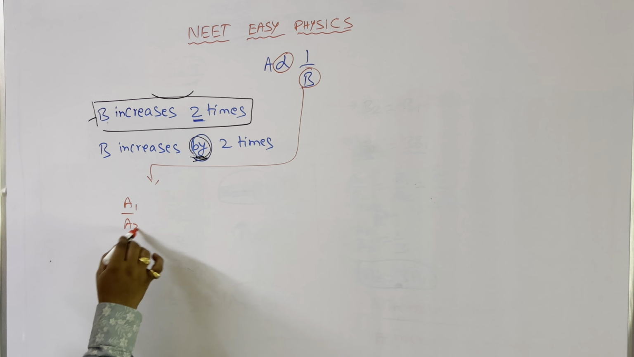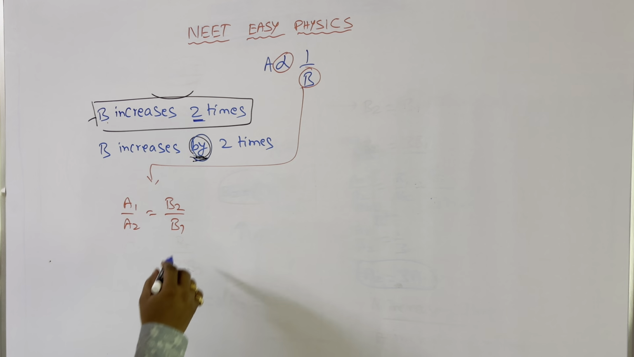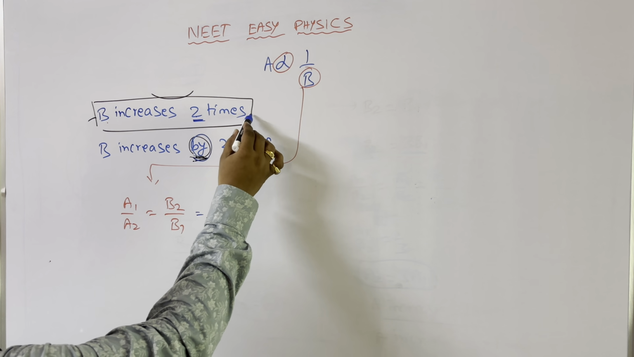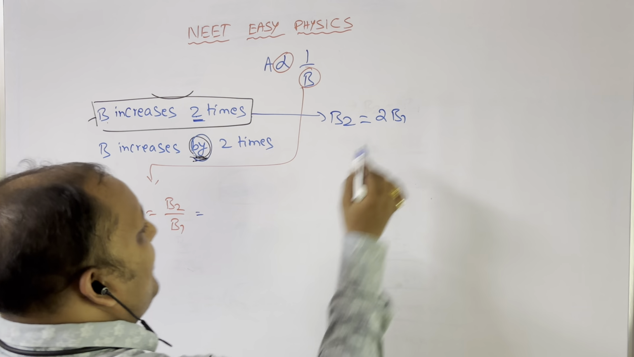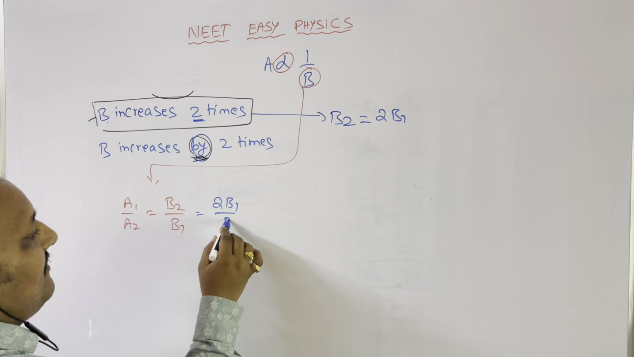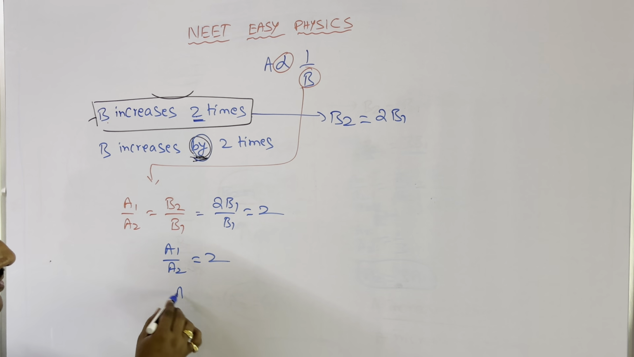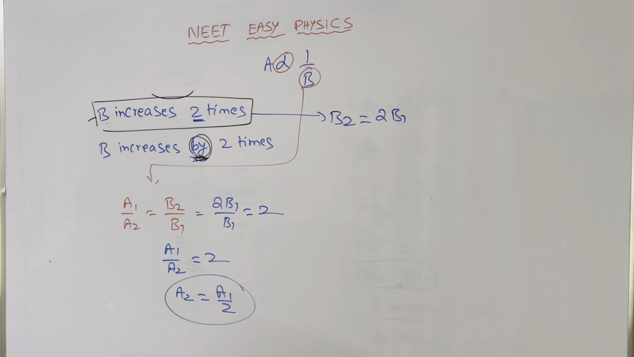So A1 by A2 is equal to B2 by B1. Previously we have taken B1 by B2 because that is directly proportional. So B2 by B1 means, what is B2 we said? Whenever B increases 2 times, B2 is going to be 2B1. Therefore 2B1 by B1. So now A1 by A2 is how much? A1 by A2 is 2. A2 is A1 by 2. It is going to become how? Previously it was 2 times. Now it is going to become 1 by 2 times.